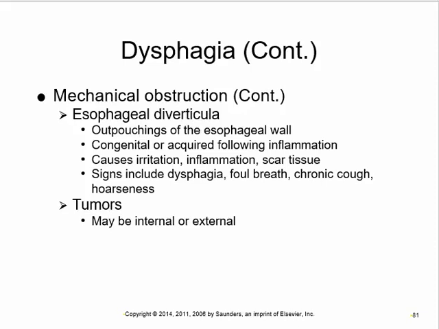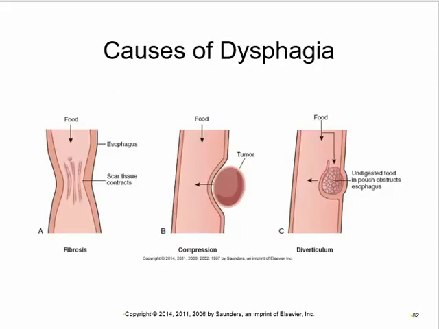Tumors can cause mechanical obstructions. So a tumor of the esophagus itself causes stricture, or a tumor outside, anywhere in the mediastinum, can close down and just push against the esophagus. So fibrosis and strictures here, compression from like a tumor, this one would be outside. This is kind of a diverticula, a pouch filling with food and obstructing.